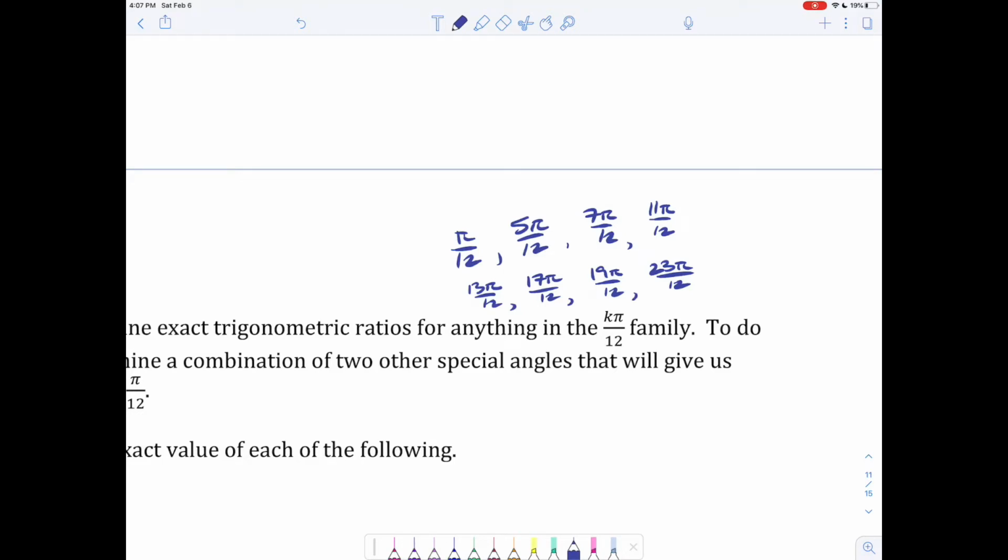And we can get sine, cos, and tan, or even secant, cosecant, and cotangent for any of these angles if we can express any of those angles as a combo of angles that we do know exact values for. We're going to use any other two angles in our special angle families to give us whatever combo we need to get that. One of those will always be something in the pi over 4 family, and then the other might be in the pi over 3 family or pi over 6 family.